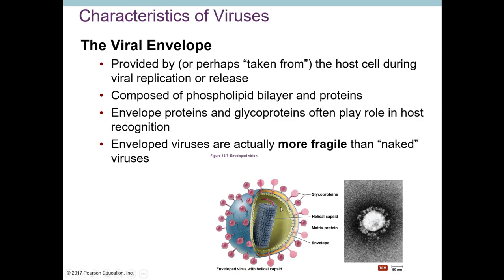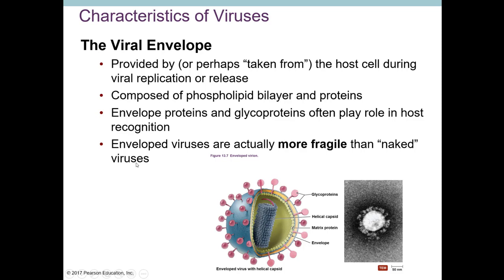The viral envelope is made up of a phospholipid bilayer and proteins. In a lot of ways, it is the plasma membrane, but when it's part of just a virus particle, we don't call it a plasma membrane. But since it was taken from the host cell, it really has the same structure as a plasma membrane. What's funny about this is that the enveloped viruses are more fragile, easier to kill. Well, they're not really alive, but easier to destroy the structure than a naked virus.